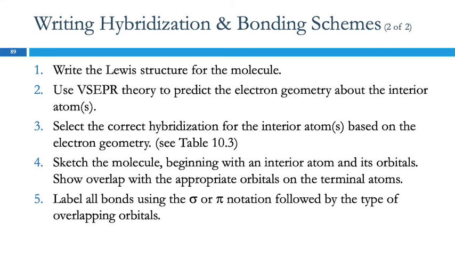So, writing these hybridization and bonding schemes. Again, we're going to start with the Lewis structure. Question? Back to the model, there will never be a pi bond if it's the d orbitals. Right, we won't get any pi bonds with the d orbitals because the unhybridized d orbitals are always going to be empty. They'll always be empty.